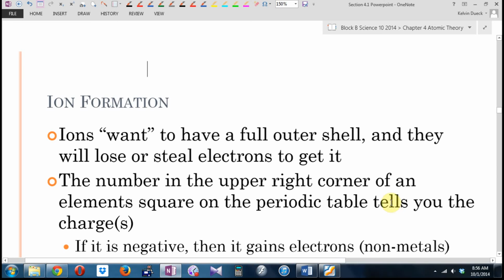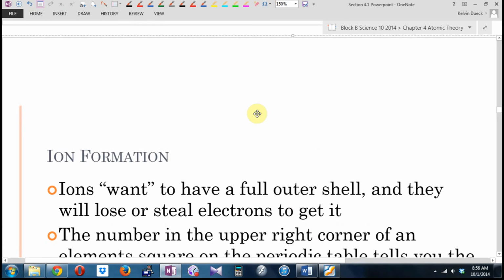Neutral, same number of protons, same number of electrons. What can change fairly easily is the number of electrons. So I wrote down here, ions want to have a full outer shell, and they will lose or steal electrons to get it.